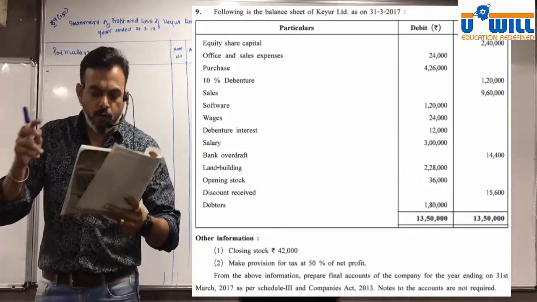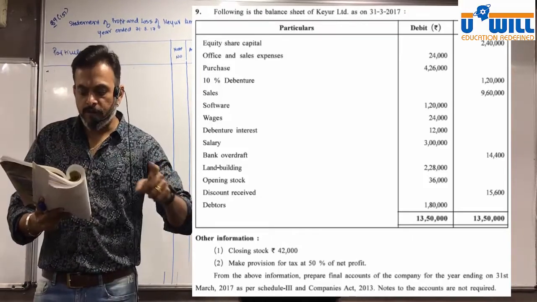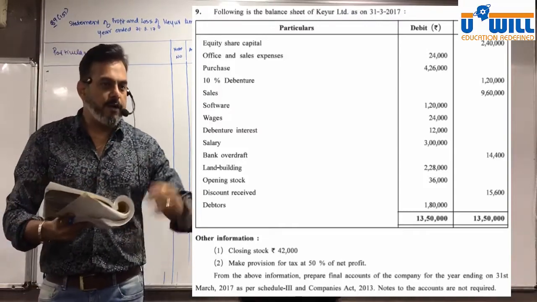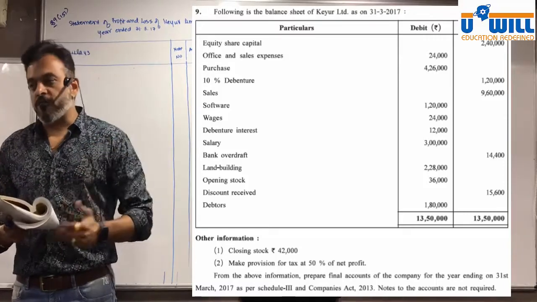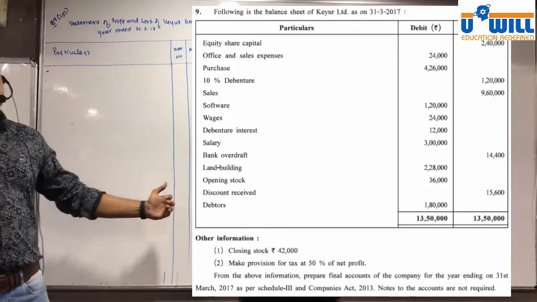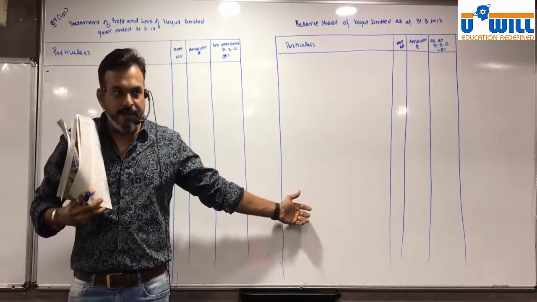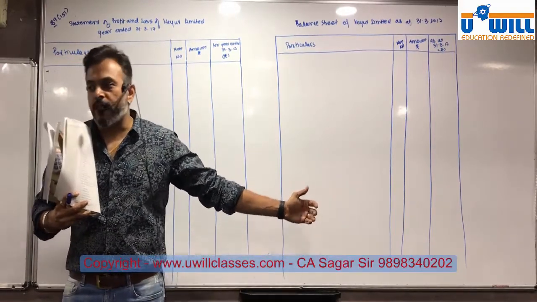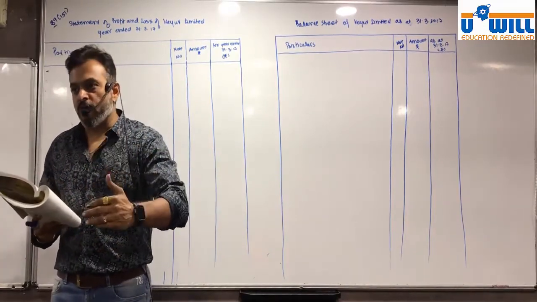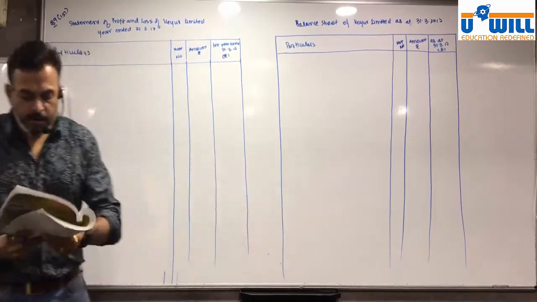Got it? Now over here we have adjustment of closing stock 42,000 and provision for tax at 50% of net profit. Where will we give the effects of provision? One will be profit and loss. Second will be balance sheet in current liabilities, under short term provision. Okay. Where will closing stock go? First effect, change in stock. Second effect, inventories. Very good. Let's start the sum.